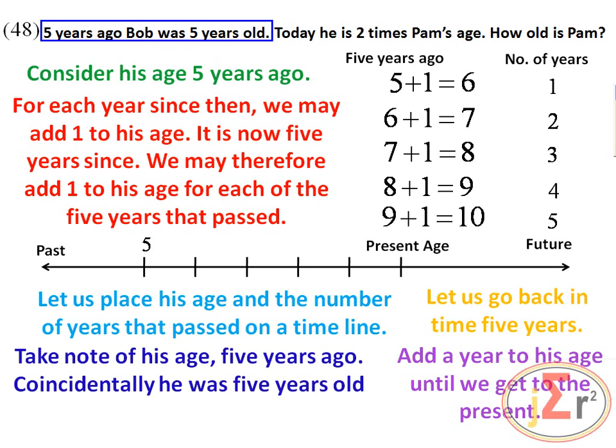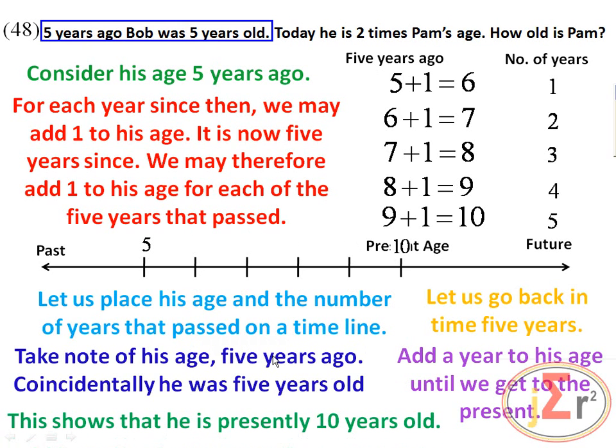So that is his age 5 years ago. So we will step 5 times up to the present age, or to the present stage. So 5, and we are right here. This is his present age. This shows that his present age is 10 years old.